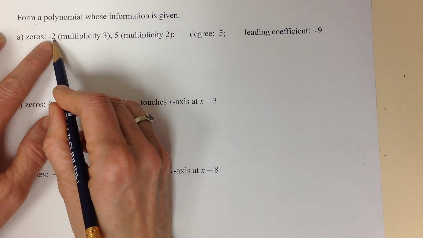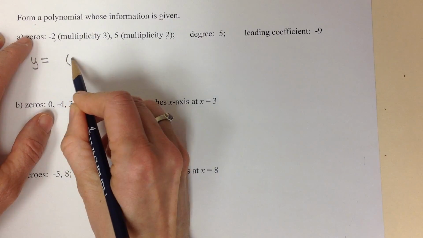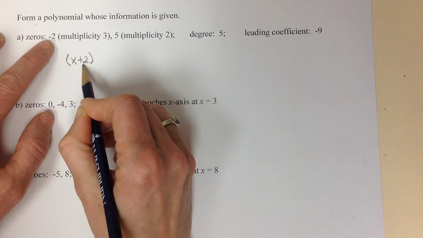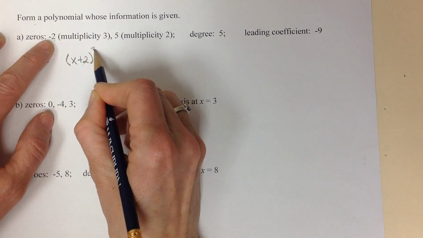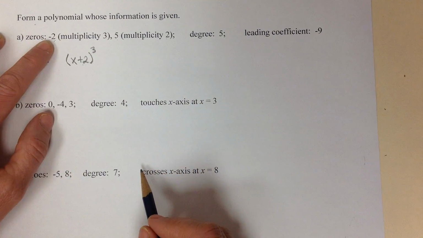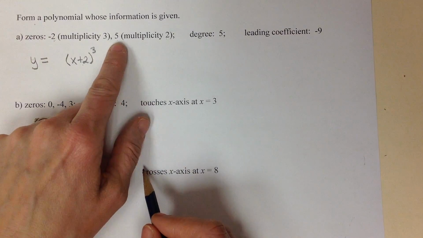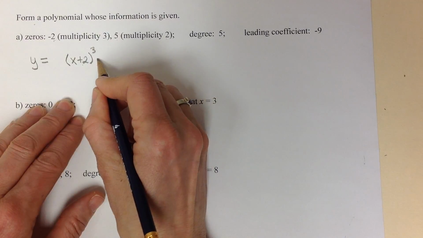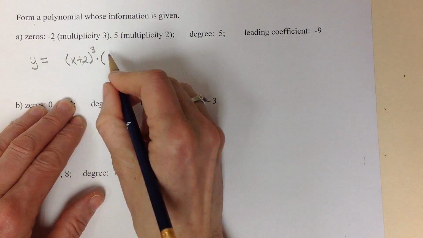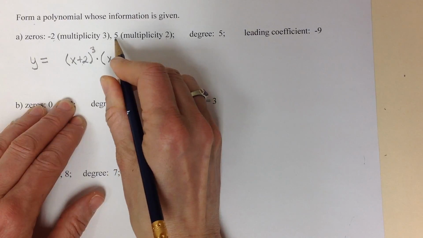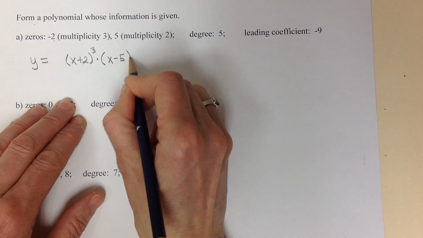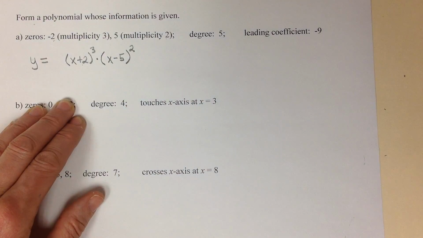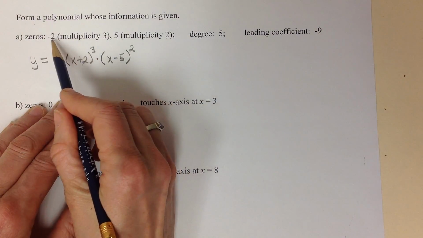If the 0 is -2, the factor is x plus 2, the opposite sign. And then the multiplicity is the exponent for that factor. We have another 0 at 5, so I get another factor. Factors have to be multiplied together. The 0 of 5 would have a factor of x minus 5. The multiplicity is 2. Okay, so this is taking care of this information.